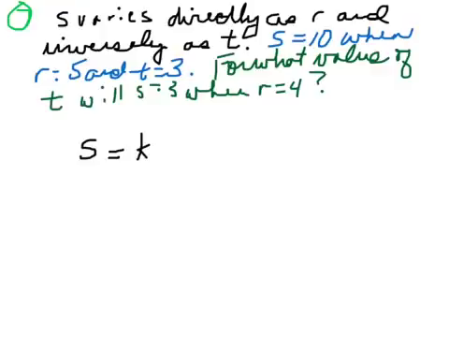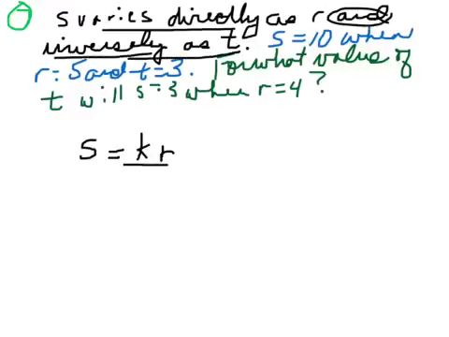Varies directly means that the next variable is going to go on top, R. But then look, it says and inversely ST. Inversely means you're going to put that T in the denominator. So this is our little equation. And we need to find out what K is, and then we can actually answer the question they ask us.